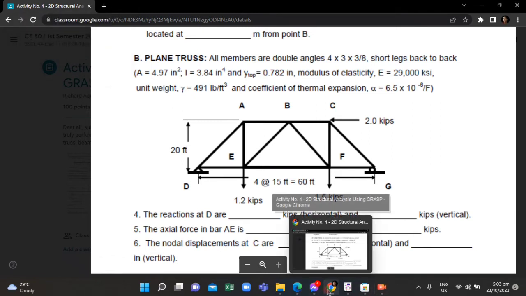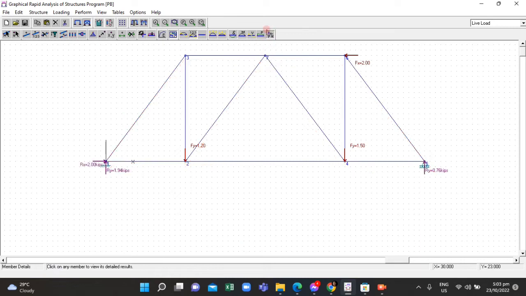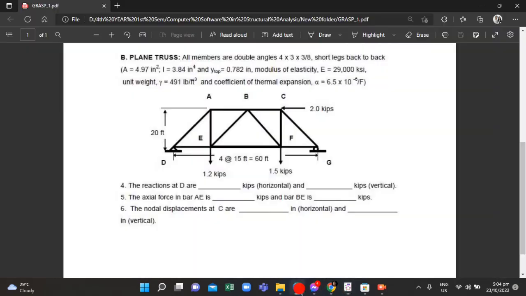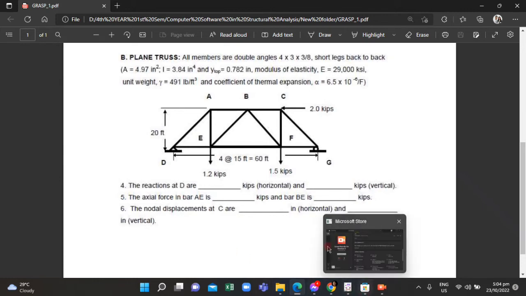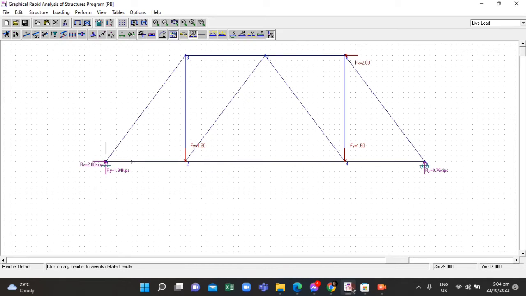Vertical and horizontal reactions. Here we just have to tap the reactions, solving for the reactions at point D. So our point D here is our node 1, as we can see in the orientation of the figure and the label on the figure. At point D, the horizontal reaction is 2 kips, and the vertical reaction is 1.94 kips.